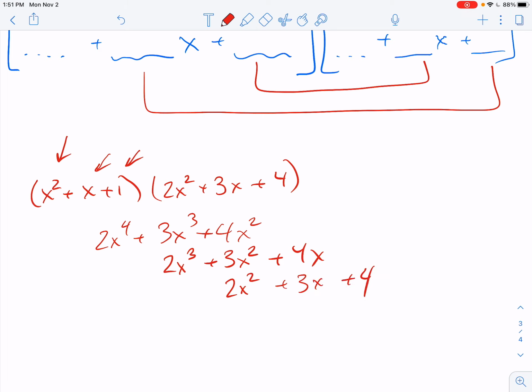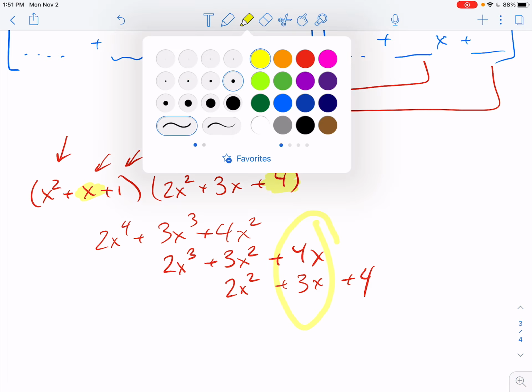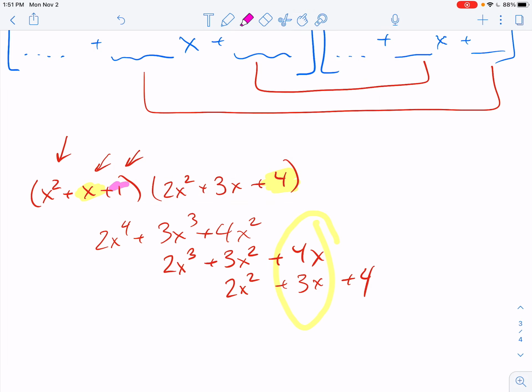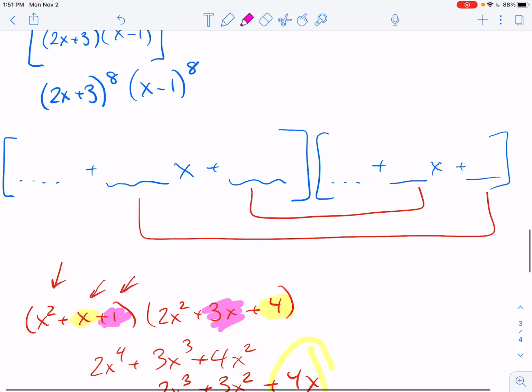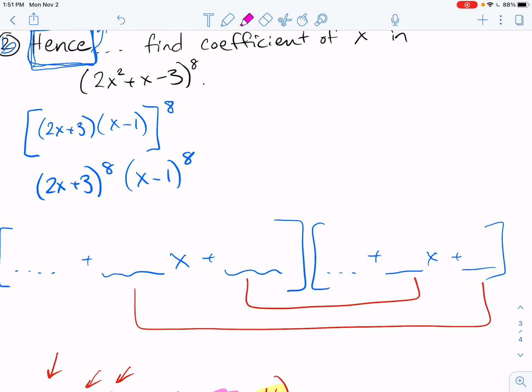So if they're saying find the coefficient of x, that's this right here. How did I get this? I said this term times that, and then I also said this term times that. That became this value right here. And that's what we're doing, but on a grander scale. So that's the rationale behind this one.